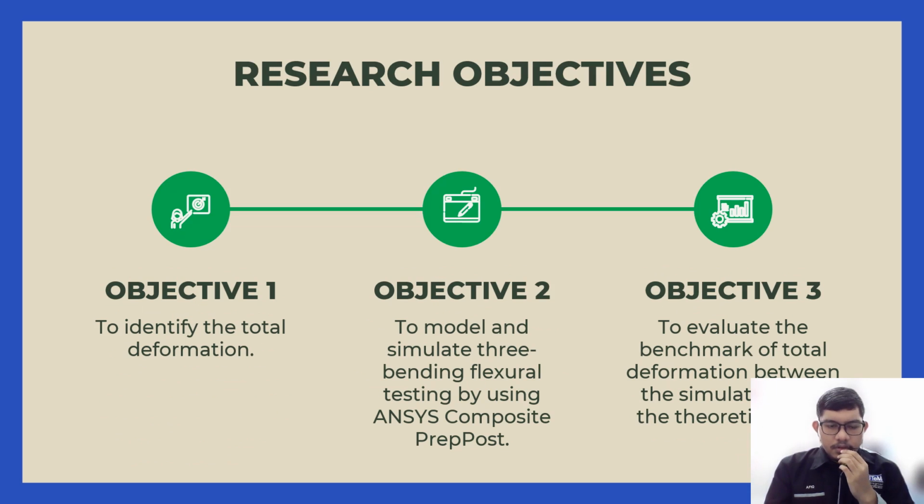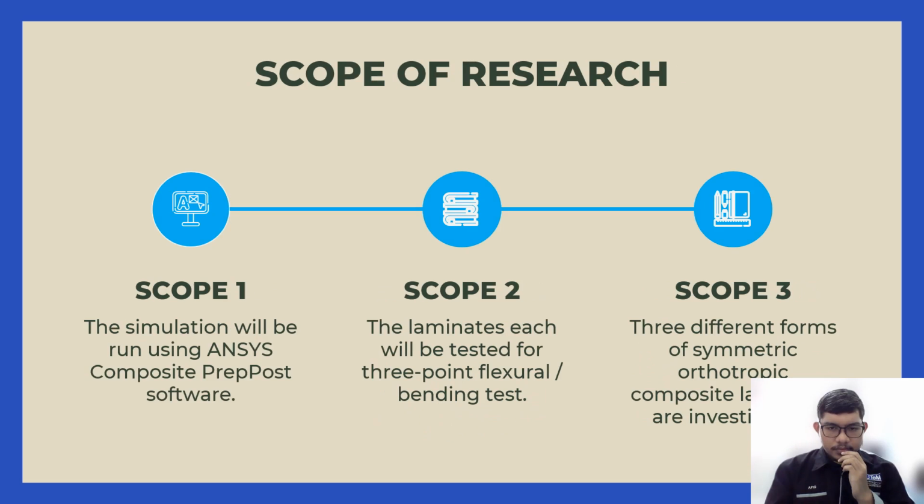Research objective. Objective 1 is to identify the total deformation of the composite material. Objective 2 is to model and simulate 3-point bending fracture testing by using ANSYS composite prepreg. Objective 3 is to evaluate the benchmark of total deformation between the simulation and the theoretical data of balanced symmetry layout, quasi-isotropic layout, and unidirectional layout of epoxy carbon woven prepreg.